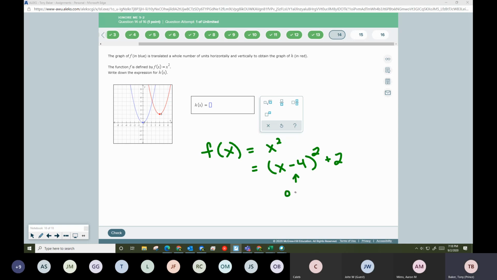So opposite, so that way is negative, and that way is positive. And then that's the same. So up is positive, and down is negative. So parentheses x minus 4 plus 2.